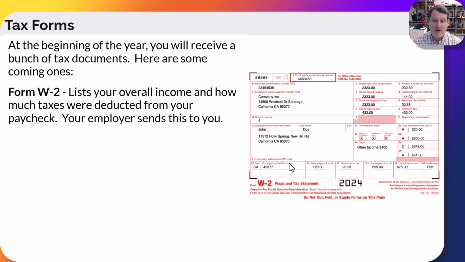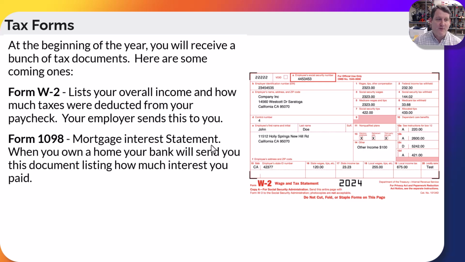The final part you won't have as a citizen of Washington State. This is your state income tax that was withheld. So this was the amount of money your employer sent to the state on your behalf. We don't have income tax in Washington State, so you don't have to file your taxes with Washington State.